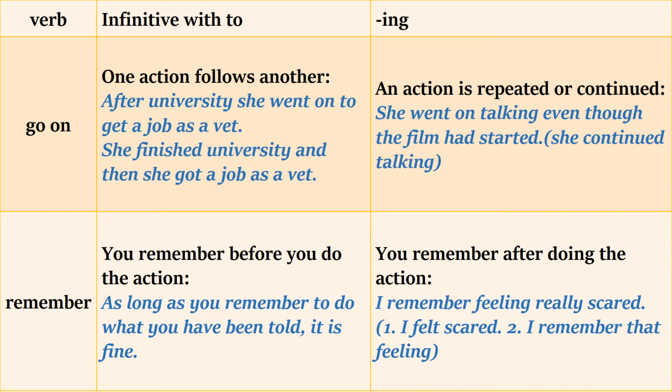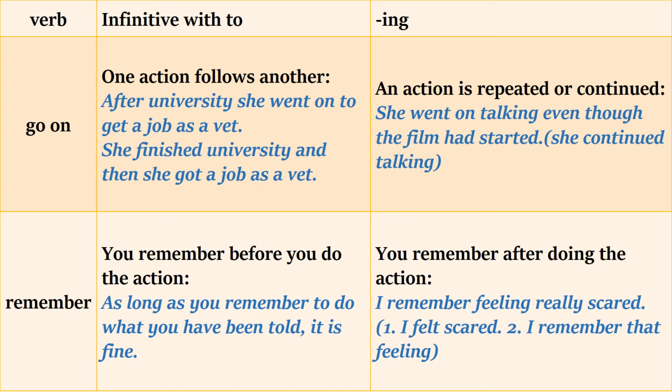The verb remember is followed by infinitive with to when it means that you remember before you do the action. Example. As long as you remember to do what you have been told, it is fine. And when it is followed by ing, it means that you remember after doing the action. Example. I remember feeling really scared. It means I felt scared too.